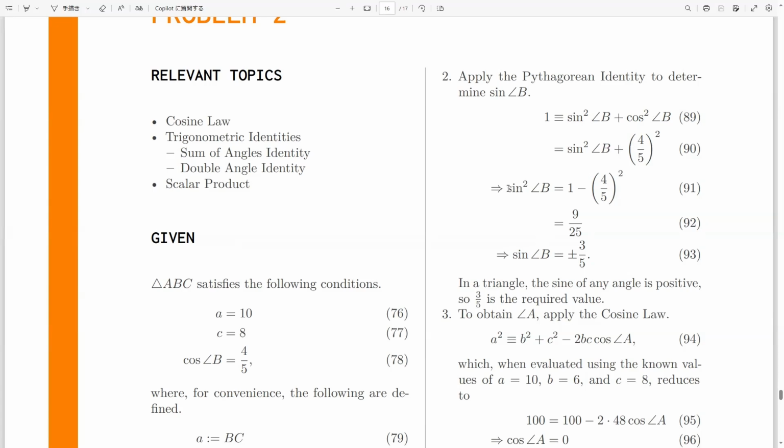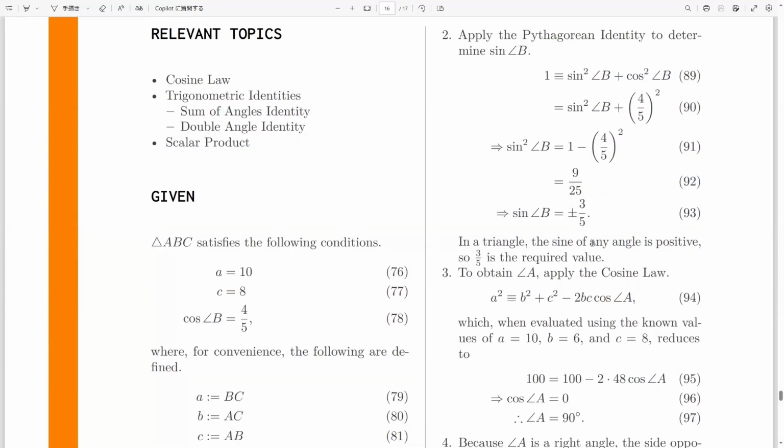We see that the square of the sine of B is actually 9/25. Now we only want the sine of B, not its square. So we take the square root, and we get plus or minus 3/5. However, we are looking at a triangle here. In a triangle, the sine of any angle is always going to be positive. So we're going to choose the positive value, and that's going to be 3/5.